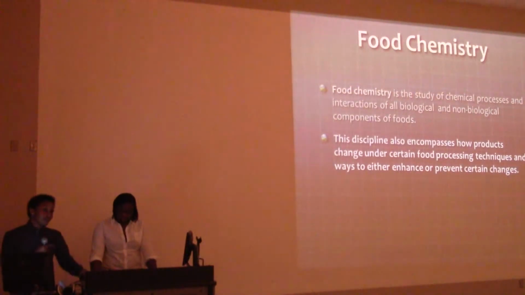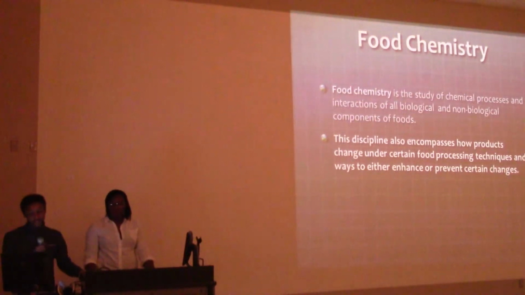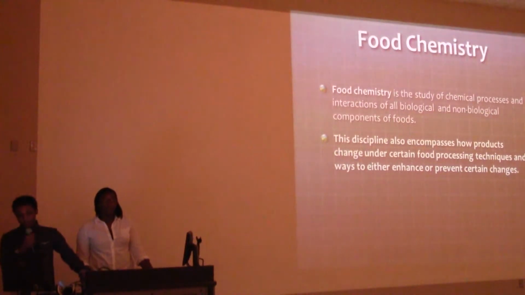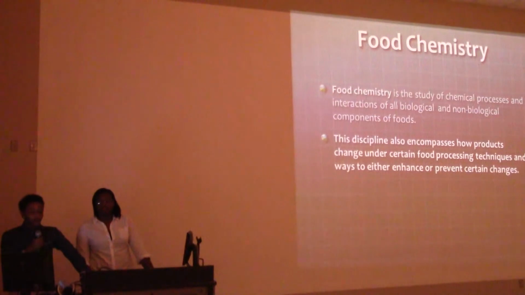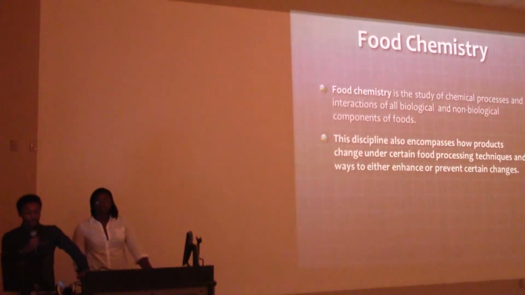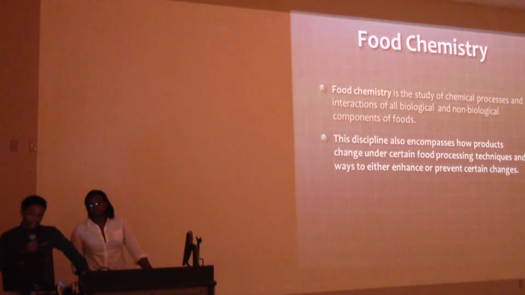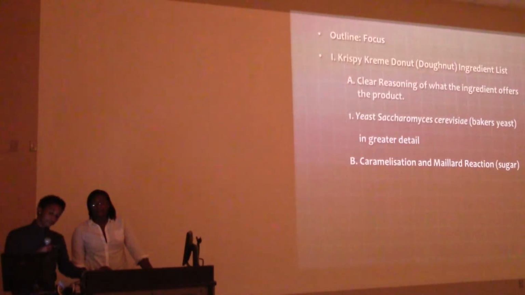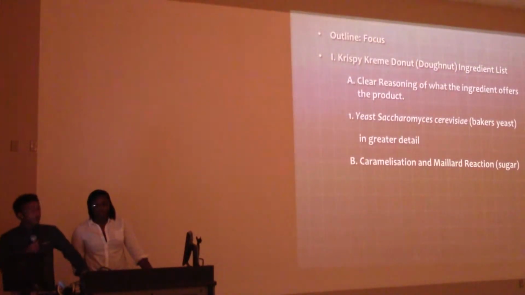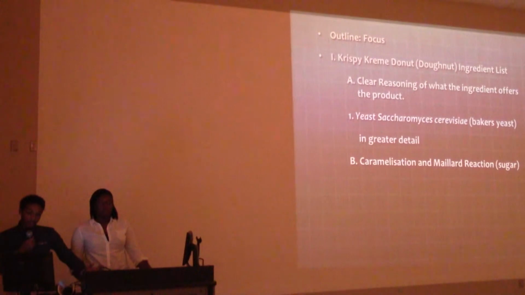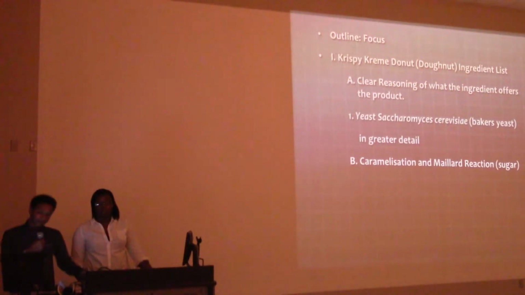Now we will be discussing the food chemistry portion. Food chemistry is generally the study of chemical processes and interactions of all biological and non-biological components of foods. The discipline also encompasses how products change under certain food processing techniques and ways to either enhance or prevent certain changes. It's a brief outline for what we'll be discussing with food chemistry: the Krispy Kreme donut ingredient list, the reason for what the ingredients offer the product, the yeast Saccharomyces cerevisiae, baker's yeast, in greater detail, and caramelization and the Maillard reaction.